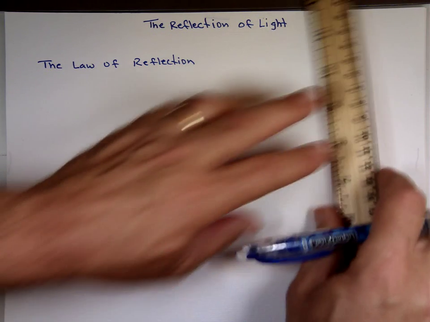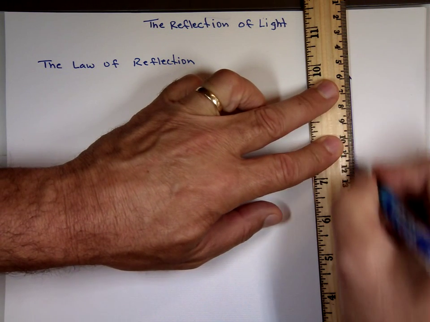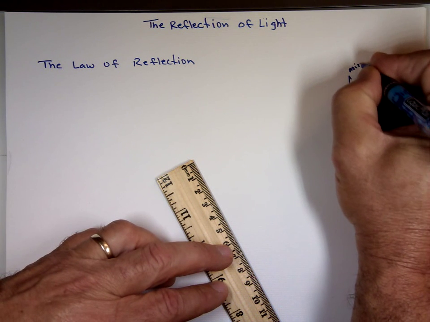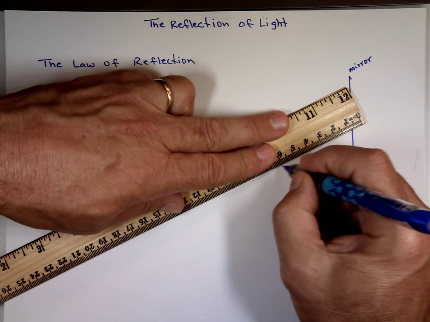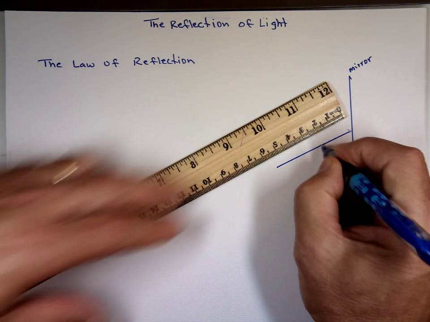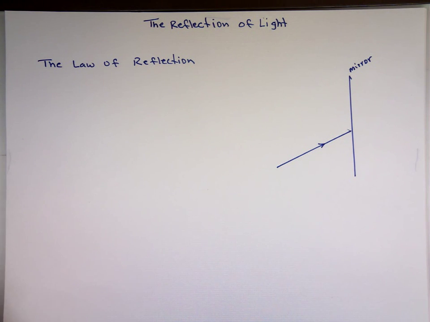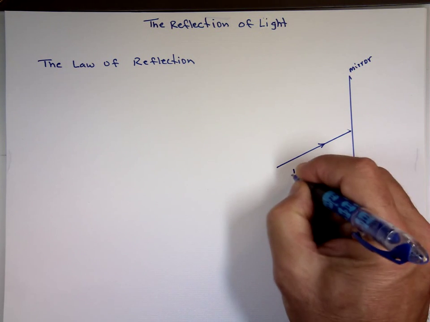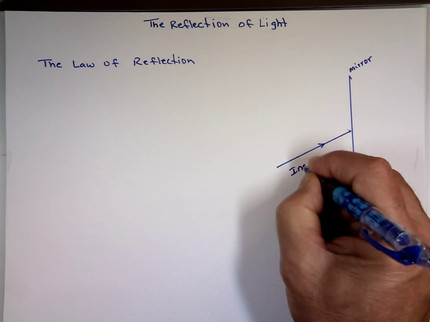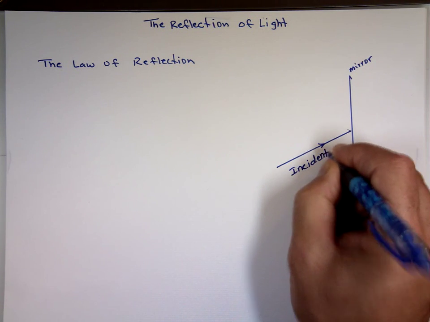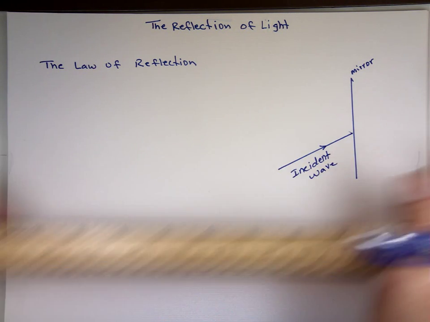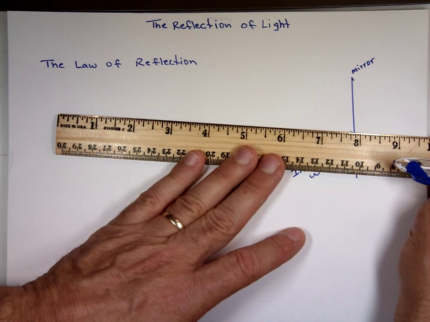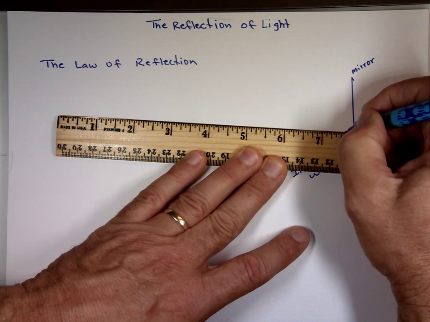Reflection says if you have a mirror here, let's say this is a smooth mirror, and you shine a light at that mirror. This light going in is called the incident wave. When that light hits the mirror, let me draw a line that's perpendicular to the mirror. That's this line, perpendicular to the mirror.